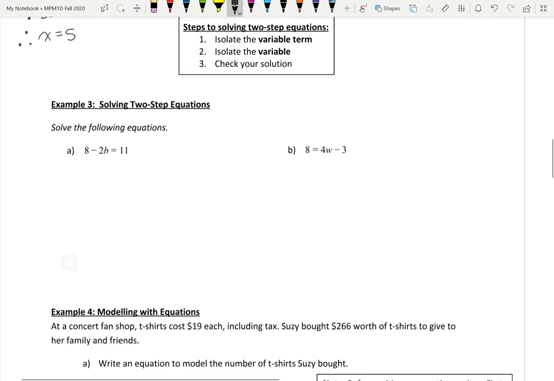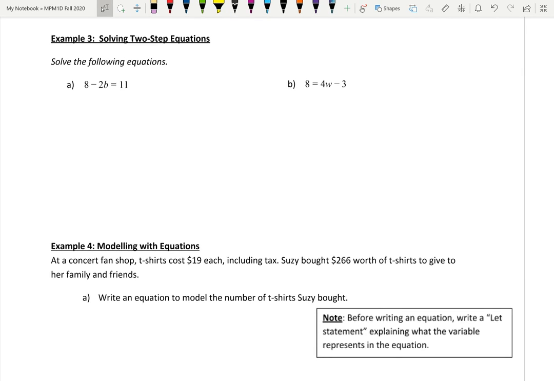So let's try the first one. Solve the following equation: 8 minus 2b is equal to 11. Okay, so my goal is to have b isolated, which means that my 8 needs to go and my negative 2 needs to go. So I'm going to start off by removing this 8 from the left side. So what I can do is subtract 8 from both sides.